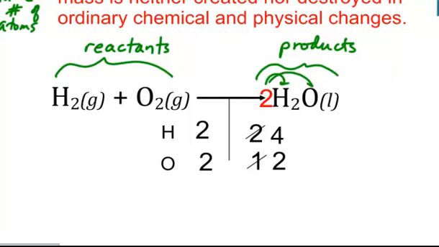Because now I'm going to distribute that coefficient throughout the molecule. Remember how we did this before? Distribute it throughout the molecule. I have 4 hydrogens and 2 oxygens. Now look at my total chart. H's are 2 and 4, O's are 2 and 2. So my H's are off.